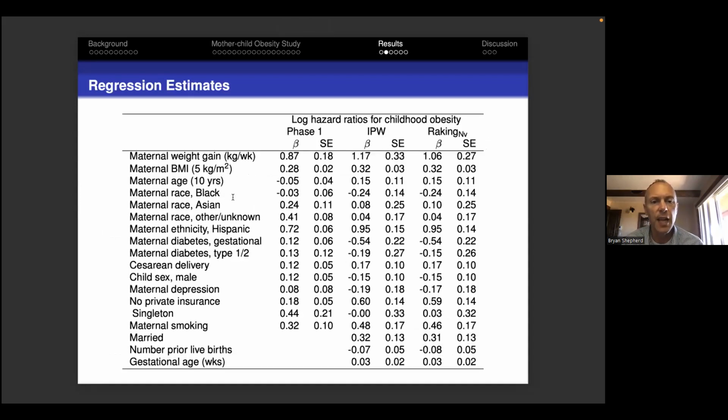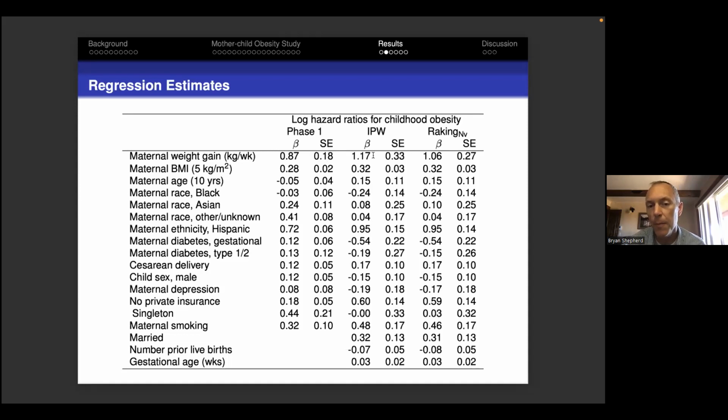This next slide shows the log hazard ratios for childhood obesity, and I'll explain these a little bit more in the following slide. But let me just focus on this first row. This is maternal weight gain. That's what we were interested in. Our beta coefficient estimate, if we use just the electronic health record data, is 0.87, a standard error of 0.18, so a small standard error.